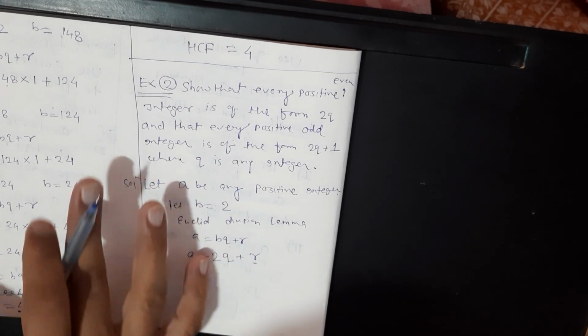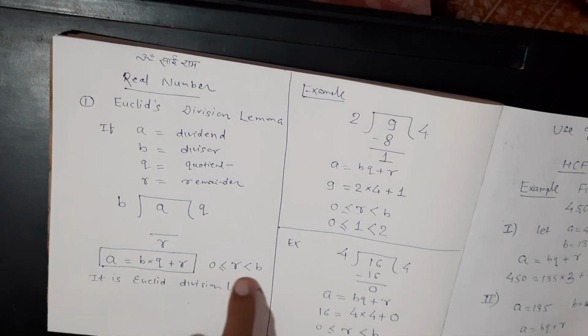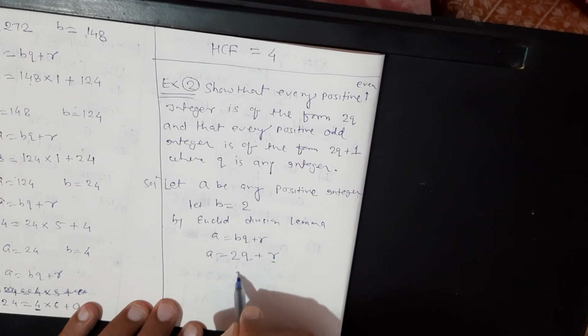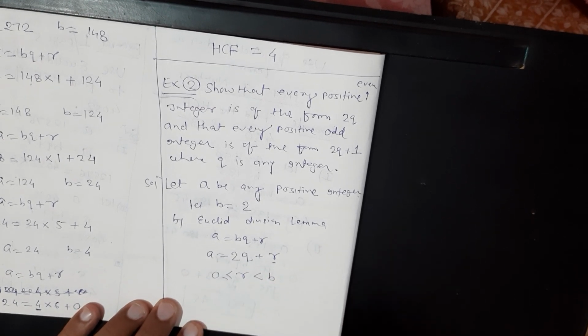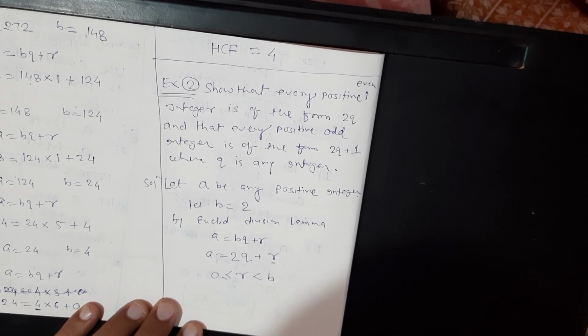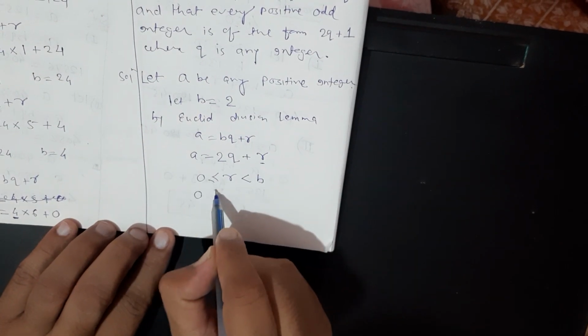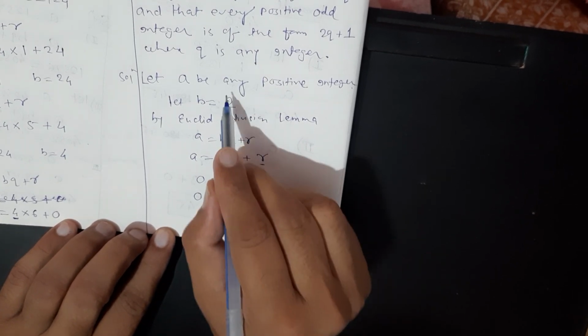You know that I have taught you this. The remainder criteria is what? This one. We know that the remainder always follows this. Now tell me guys, what is b? b is equal to 2. So what will you write? Tell me. Remainder, b is equal to 2.